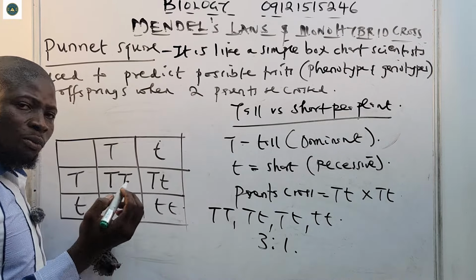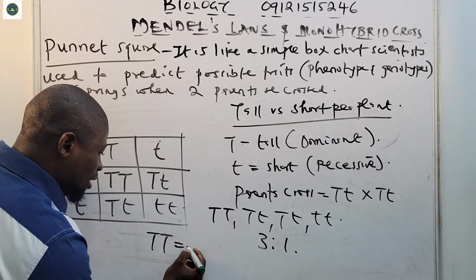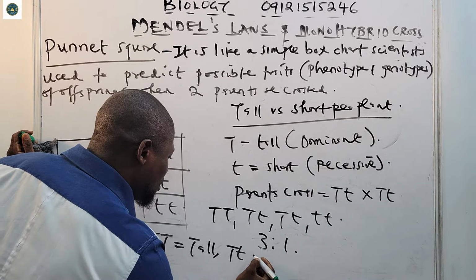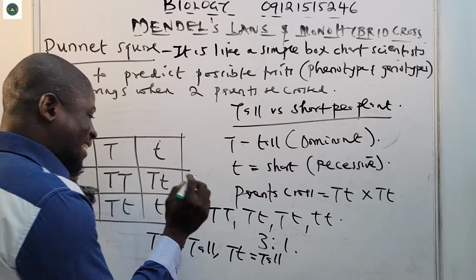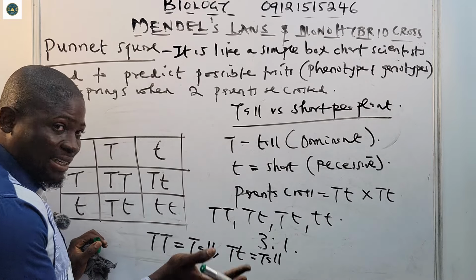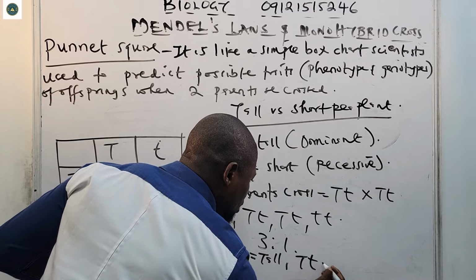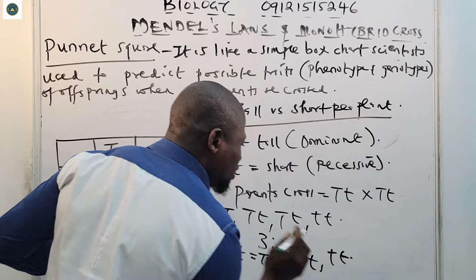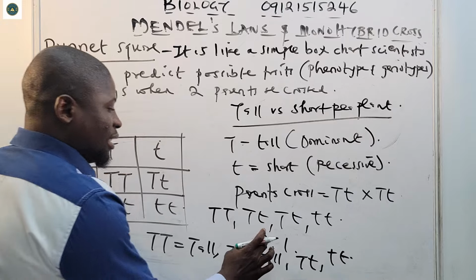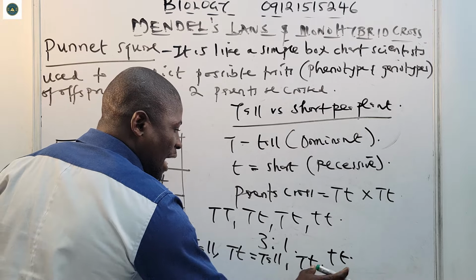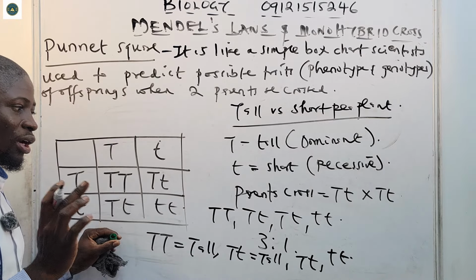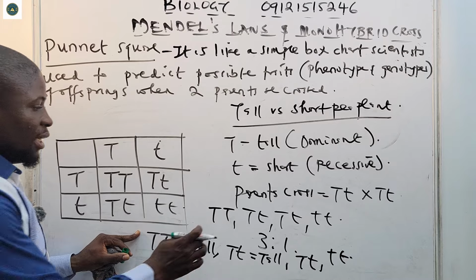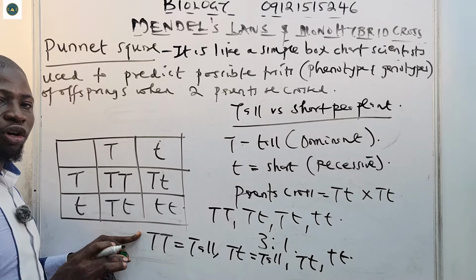3:1, all right? Why? Because we are seeing TT, which is for tall, homozygous tall. Then Tt is still tall, but it's heterozygous tall because the two alleles are not similar. This other Tt is also heterozygous tall, all right? Then we have tt, which is a pure short plant. So that would be 3 tall and 1 short, all right?